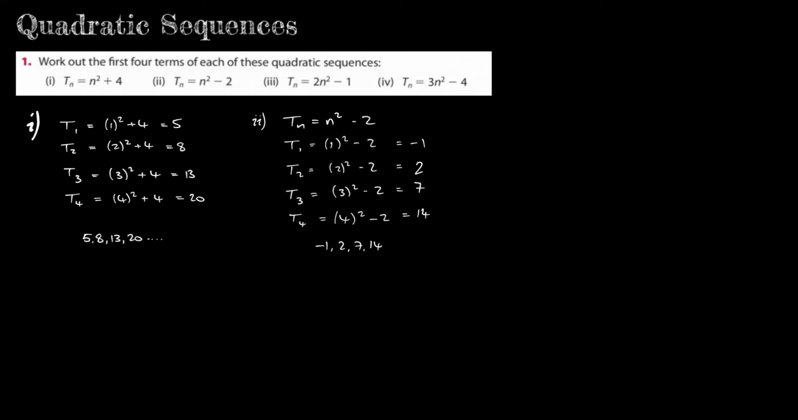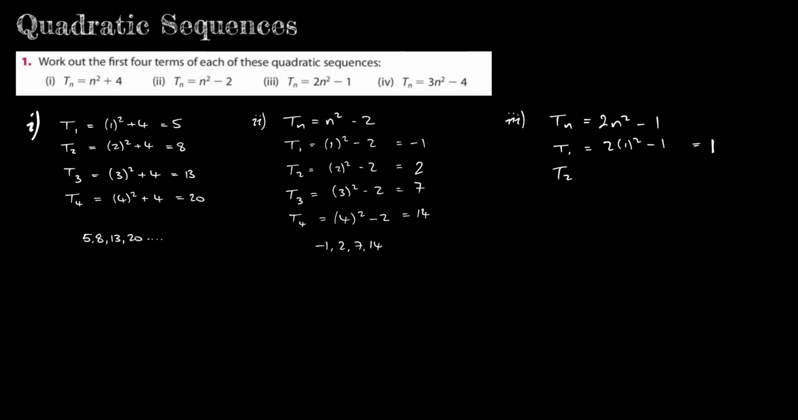I'll do part 3. So part 3 is t of n is equal to 2n squared minus 1. So t of 1 will be equal to 2 times 1 to be squared minus 1. And think about that. We always do our indices first. So 1 squared gives me 1 times 1, which is 1. 1 times 2 gives you 2. 2 take away 1 leaves you with 1.